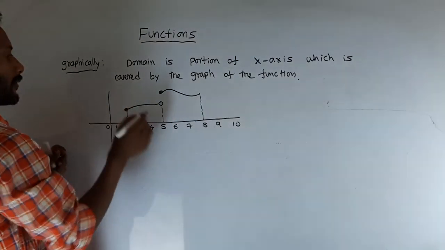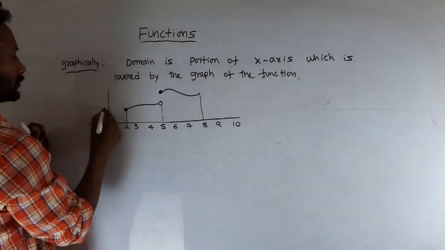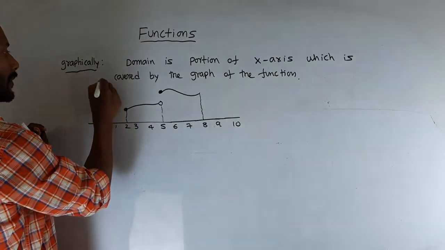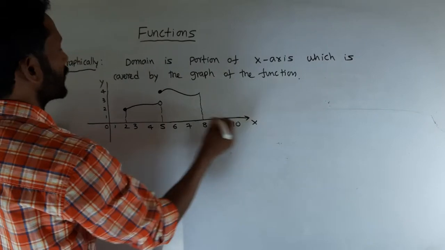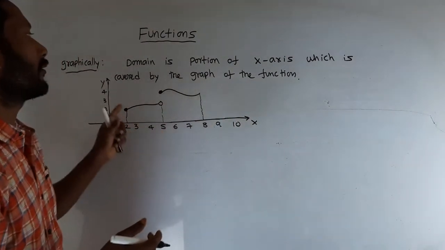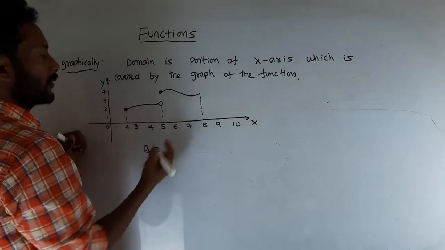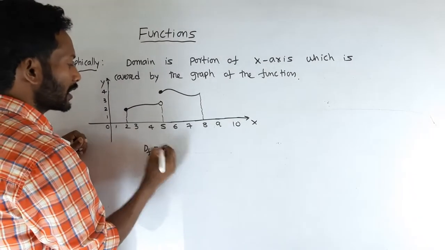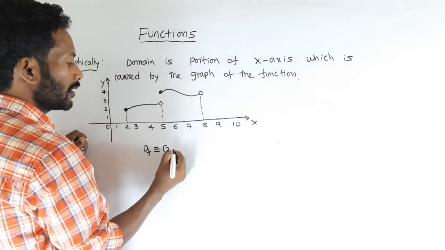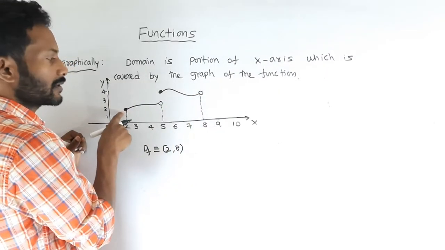This is the graph of the function. Y-axis and x-axis. Domain is a portion of x-axis which is covered by the graph of the function. So what is the domain of given graph, given function? Closed interval 2 to open interval 8. This one is unshaded circle, this one shaded circle.